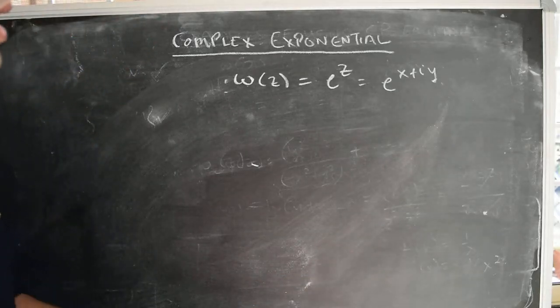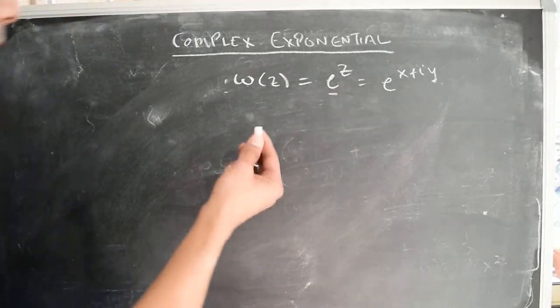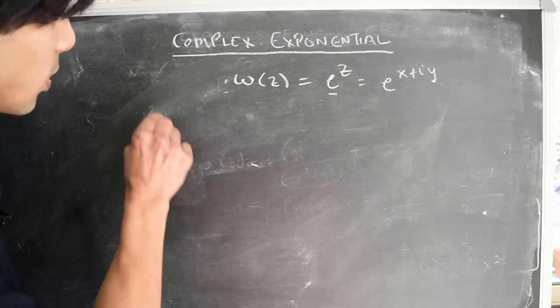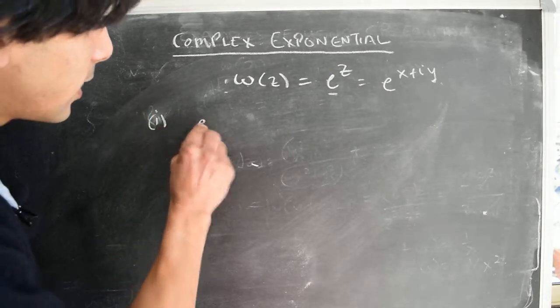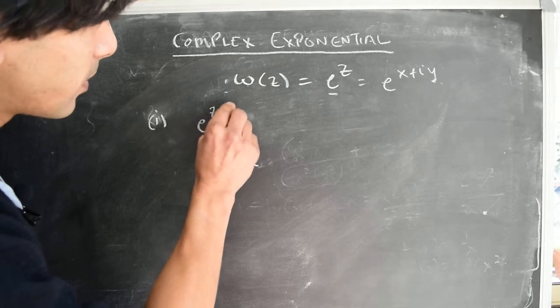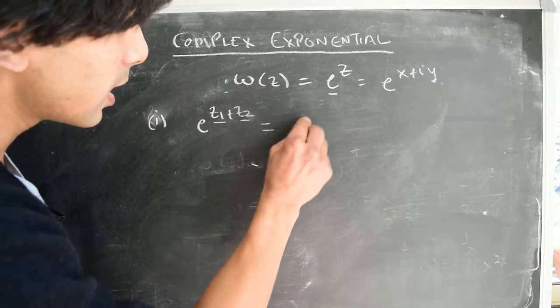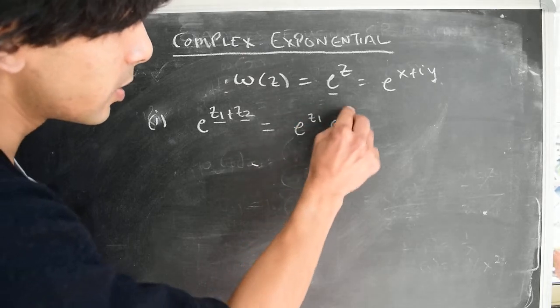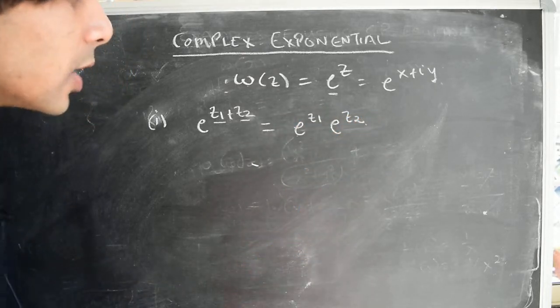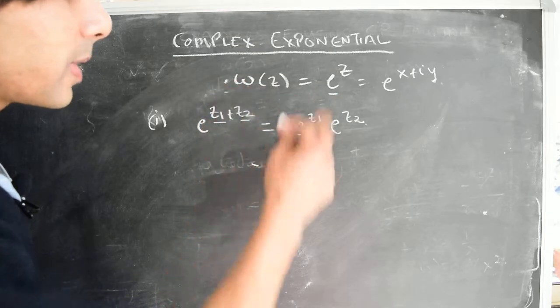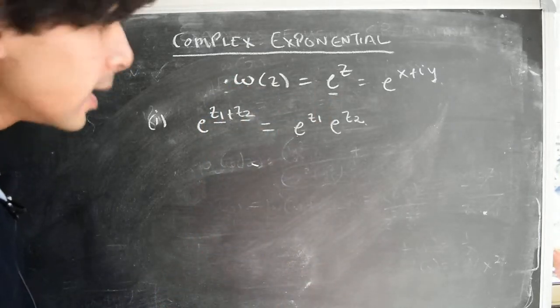Or in other words, we postulate that one of the properties this function satisfies is that e to the power of z1 plus z2, where z1 and z2 are two complex numbers, is e to the power of z1 times e to the power of z2. So we'll postulate that if a complex exponential exists, it will have this property.